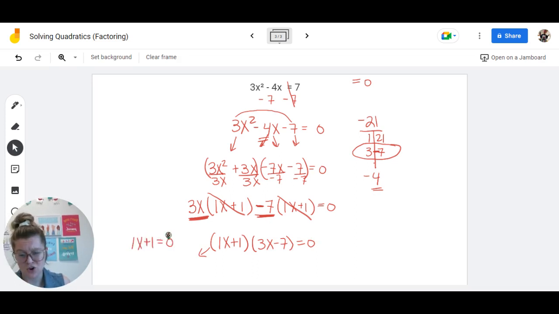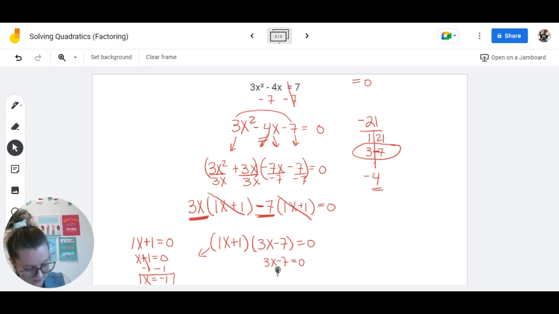A lot of times we don't put the 1 in front of the x, so this is the same thing as x plus 1 is equal to 0. Subtract 1 on both sides. X is equal to negative 1. There's solution number 1. The second one, I have 3x minus 7 equals 0.